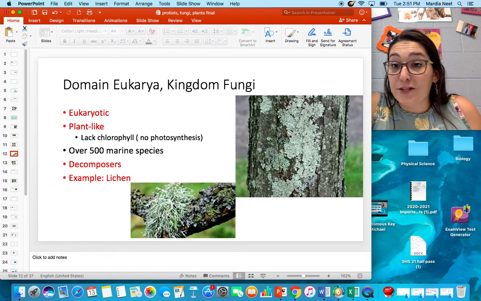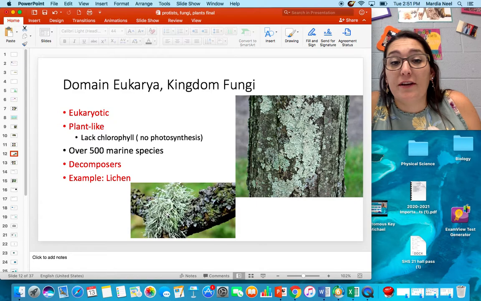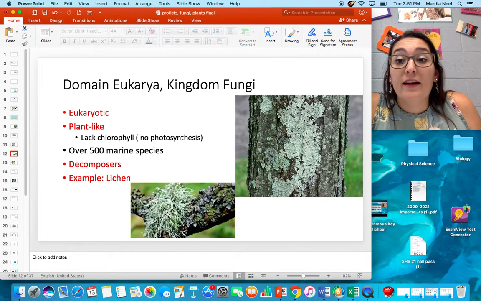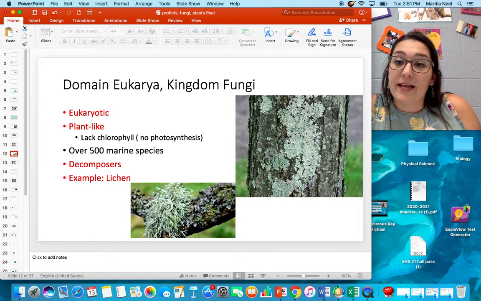That's a lot to get into. We don't have much time. So in general, you need to know that fungi are eukaryotic, that fungi are plant-like, that they decompose, so they're not autotrophs, they're heterotrophs. And a great example is lichen. So this is lichen growing up the side of a tree. Here we've got another type of lichen growing on a tree.